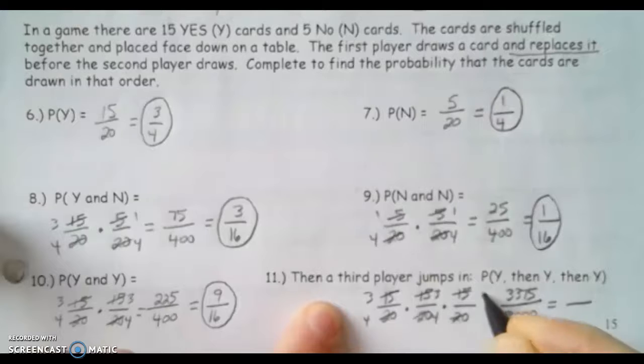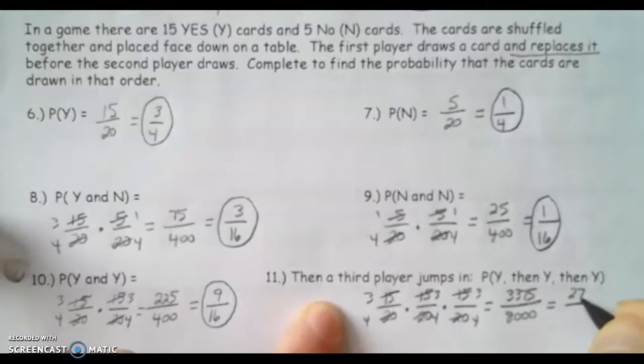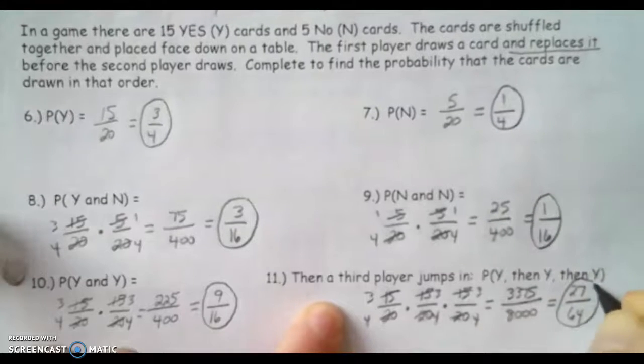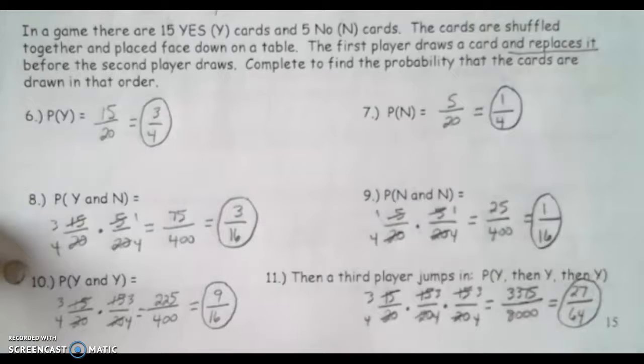But one more time, we can simplify all of these 15/20ths down to 3/4. So that's a 3/4, that's a 3/4. So for our simplified probability, numerator 3 times 3 is 9 times 3 is 27. Denominator 4 times 4 is 16, 16 times 4 is 64. And so our simplified compound probability would be 27/64.